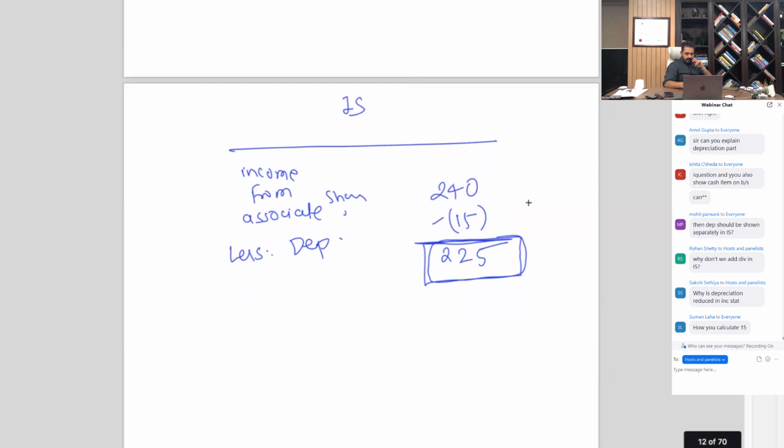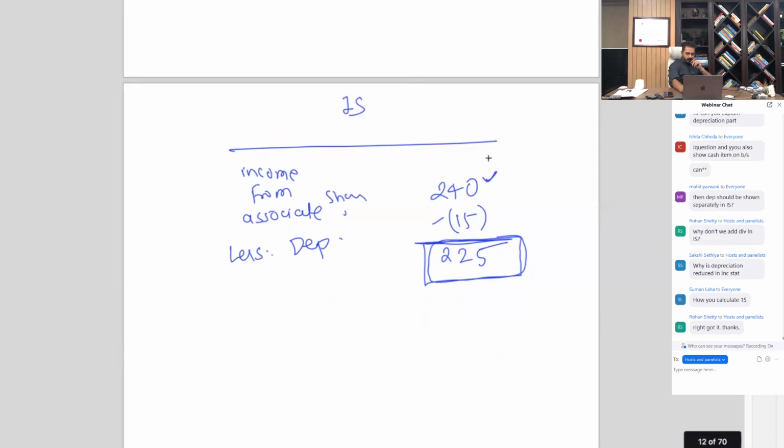If my associate gave me a profit of 240, and I recorded the whole 240 in my books, if I take dividend again, the same profit I'm considering twice. So either you treat this as a financial investment where dividend is your income, or you treat this as an associate where their profit is your income. Then you don't take dividend as income again. You can't do both. It just makes no sense.